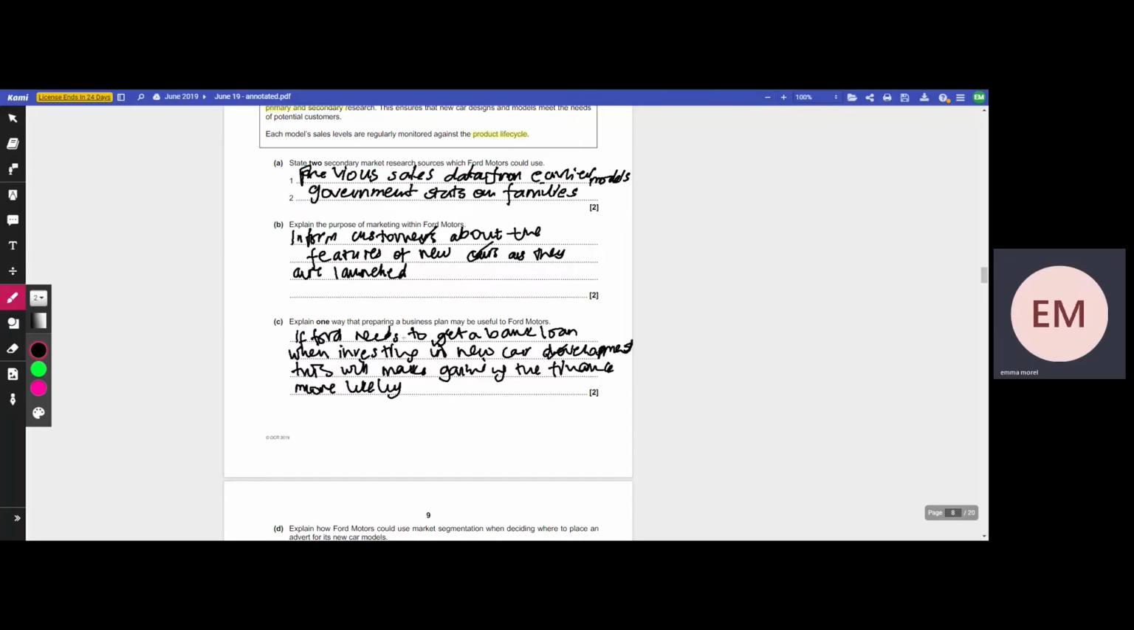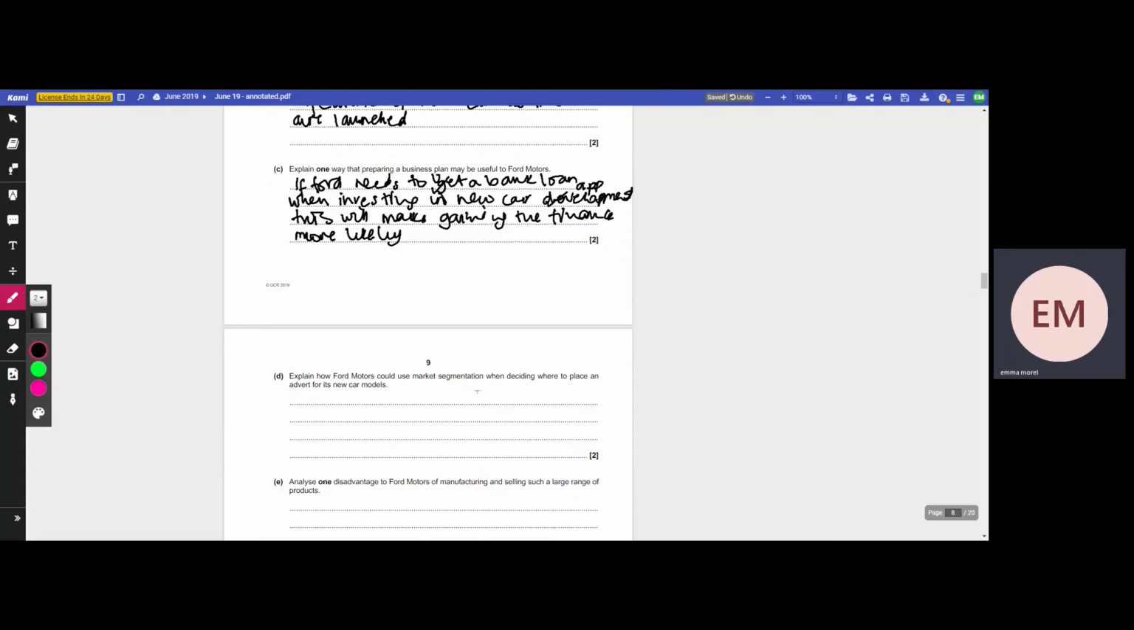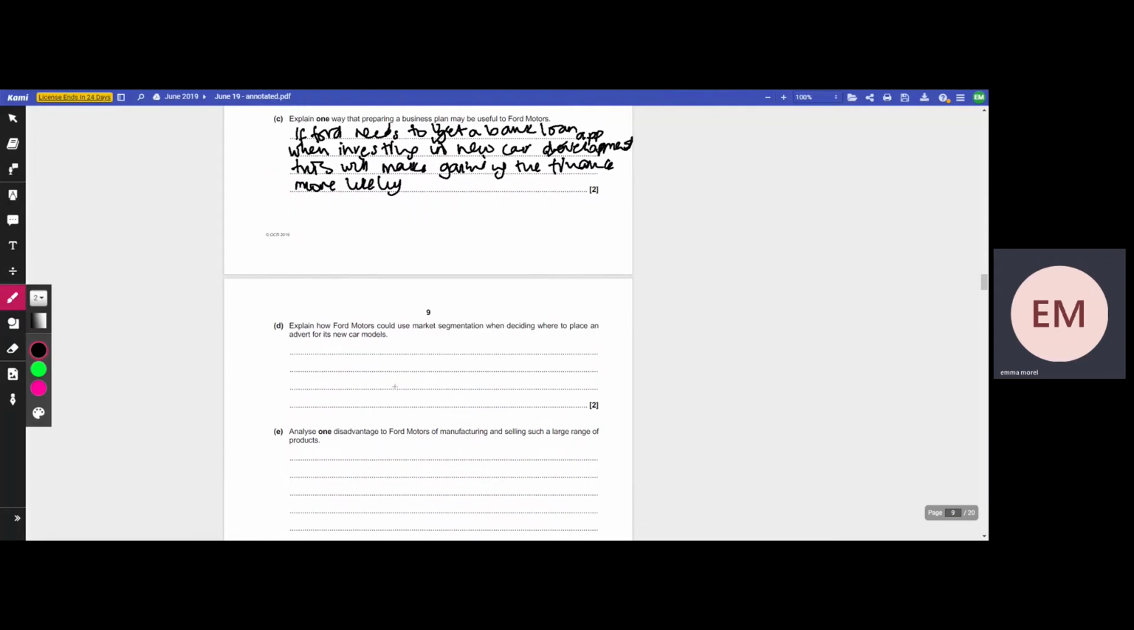So again, just to help you understand how they're awarded, I get an understanding mark there and an application mark there. Explain how Ford Motors could use market segmentation when deciding where to place an advert for its new car model. So this is an example. We can't just say new car models in our answer and expect to get application marks. We've got to go beyond that.